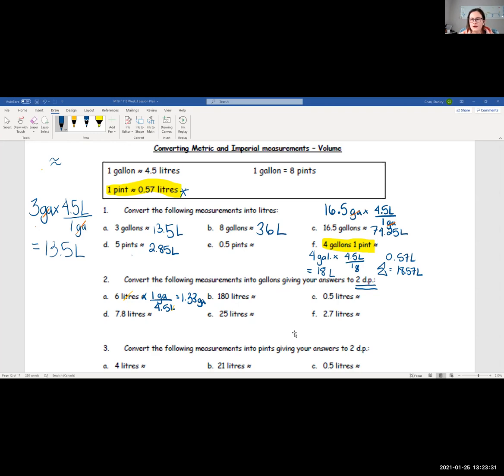Yeah, so whatever you're looking for goes on the top in terms of units. That's correct, Kaylin. So if you're looking for gallons, gallons goes on the top. If you're looking for pints, pints goes on the top. But you've got to make sure that you have your units canceling out in terms of what's on the top and what's on the bottom.